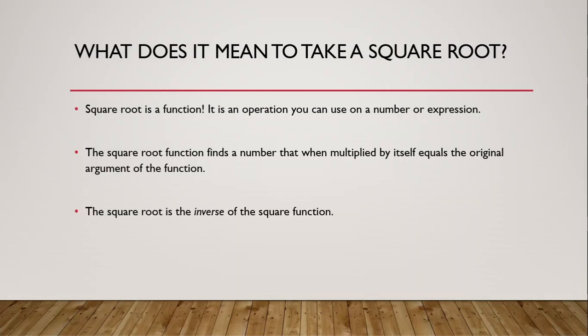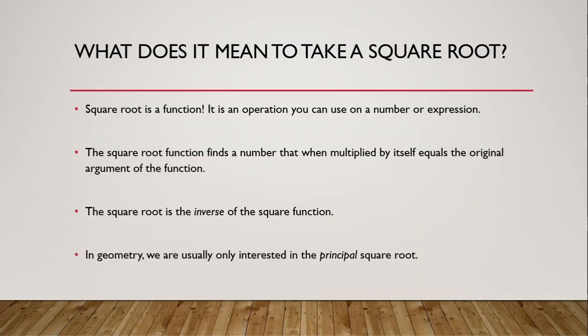The square root is the inverse of the square function, and this is important when we want to simplify them later. So if I say something like the square root of 2 squared, then the square root and the squared undo each other because they're inverses, and the answer is just 2.